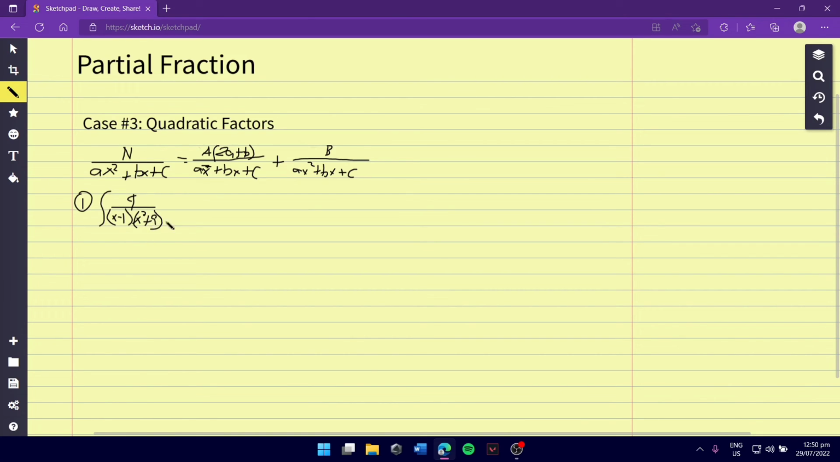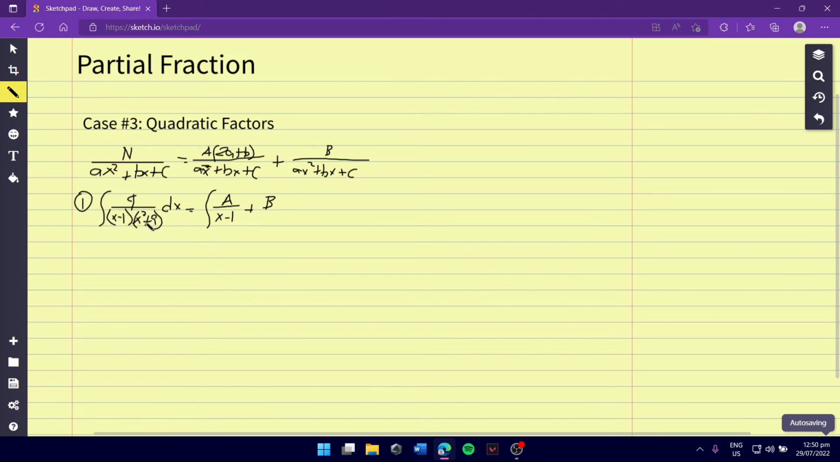Right. So this is x squared plus 9, times your dx. So next, we will expand this equation. It will become A over your first term, which is x minus 1. Wait, this is the integral. So next, then add the second term, which is your B.